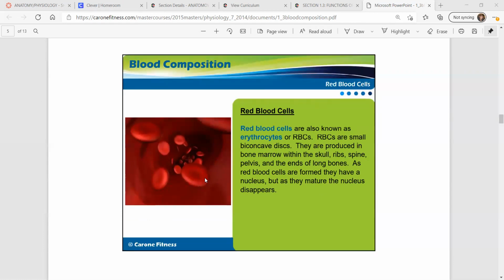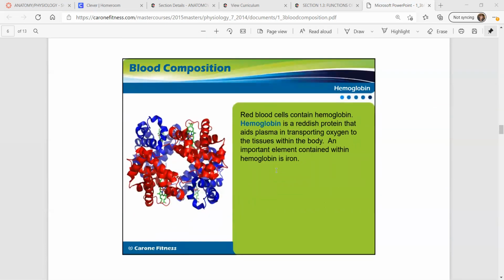Red blood cells are also known as erythrocytes, or RBCs, and they are small biconcave discs. Biconcave means if you look at this shape, they kind of curve inward on both sides. They are produced in bone marrow within the skull, ribs, spine, pelvis, and the ends of long bones. As red blood cells are formed, they have a nucleus, but as they mature, that nucleus disappears.